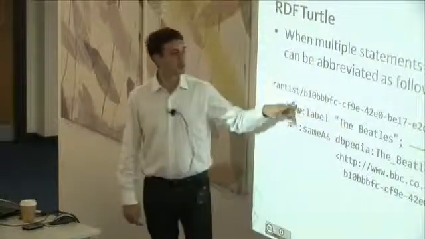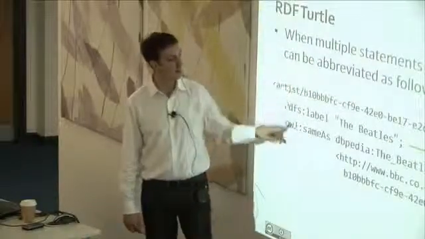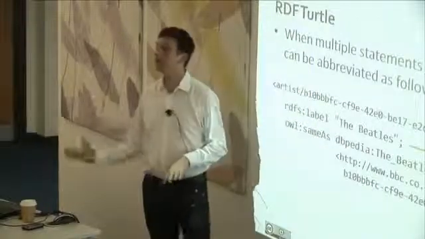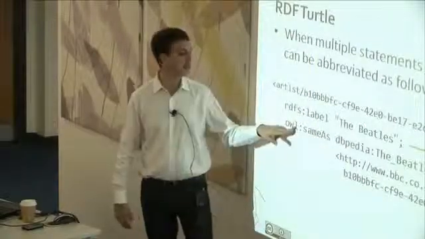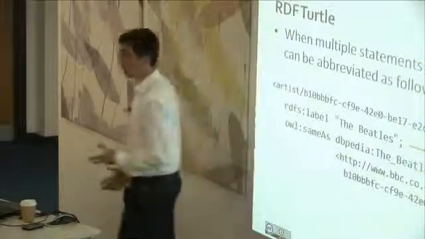So the second triple assumes the same subject, so this URI, sameAs DBpedia, and then the comma says a second object to that same relationship. So this URI is the same as the one that the BBC use.